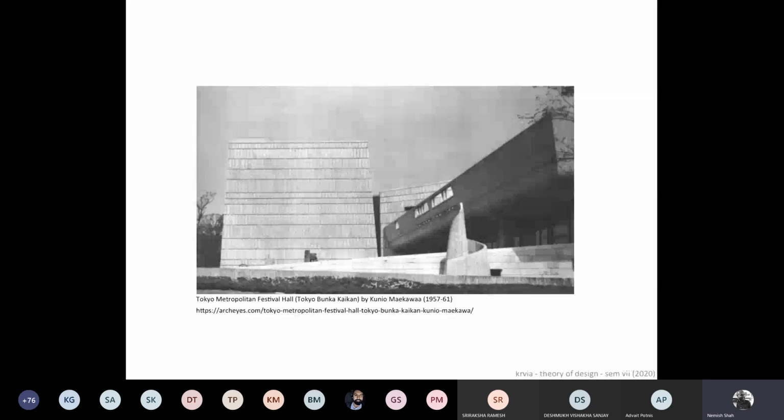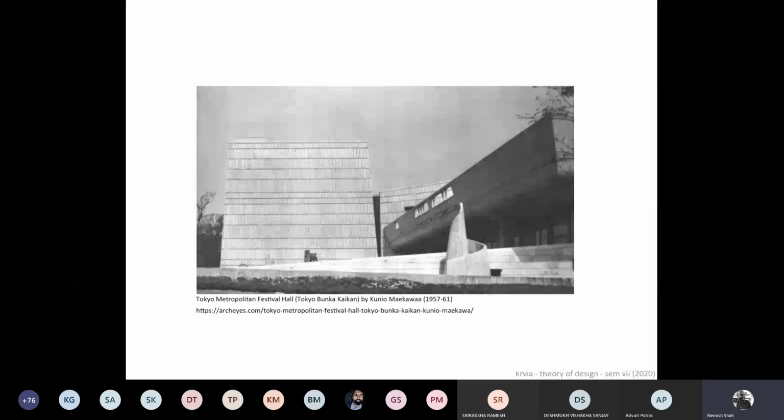this building. This is by Kunio Maekawa, and this is called the Tokyo Bunka Kaikan. These are funny pronunciations, I'm probably pronouncing them incorrectly. And it is one of the most important historical monuments, because Maekawa was the teacher of all the famous architects that you see right now: Kenzo Tange, Arata Isozaki, Fumihiko Maki. And he was this hardcore modernist.